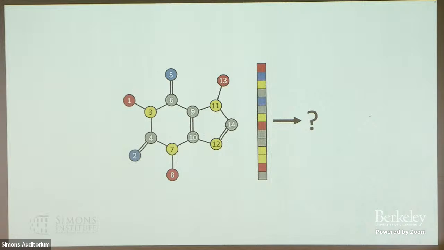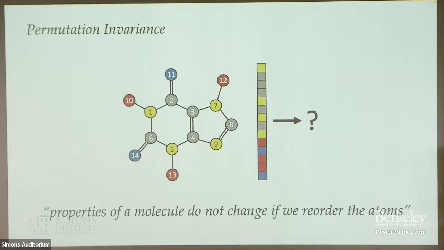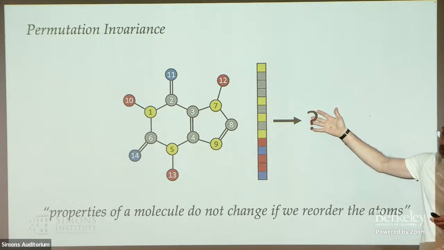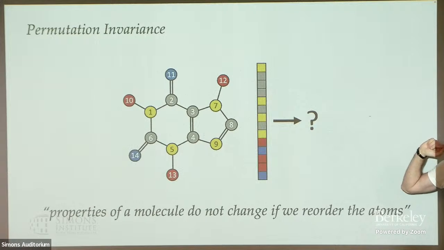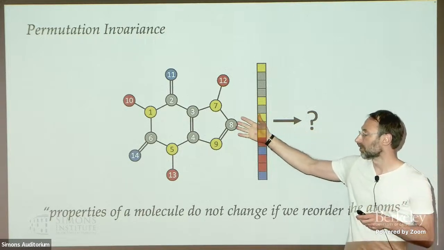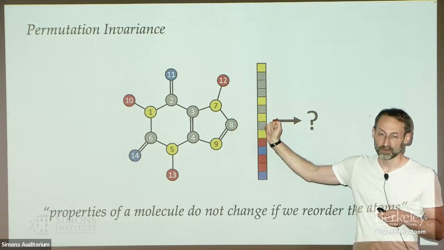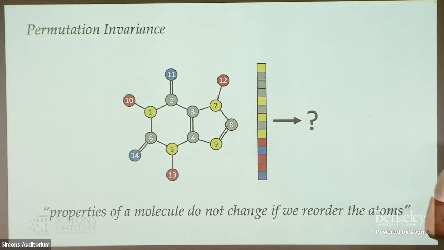In fact, I can permute them in any way, and what I want to guarantee is that the property that I predict doesn't depend on the order in which I feed this information into the neural network, right? In other words, what we call permutation invariance. This is a very important property because in most cases, graphs do not have any canonical order of the nodes. The nodes come in arbitrary order.